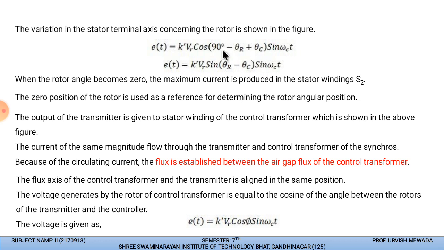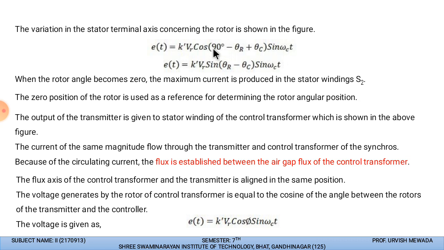So this is the output voltage, or the output which we get once the transmitted voltage is converted into the rotor position, and the rotor position is converted into the electrical output.